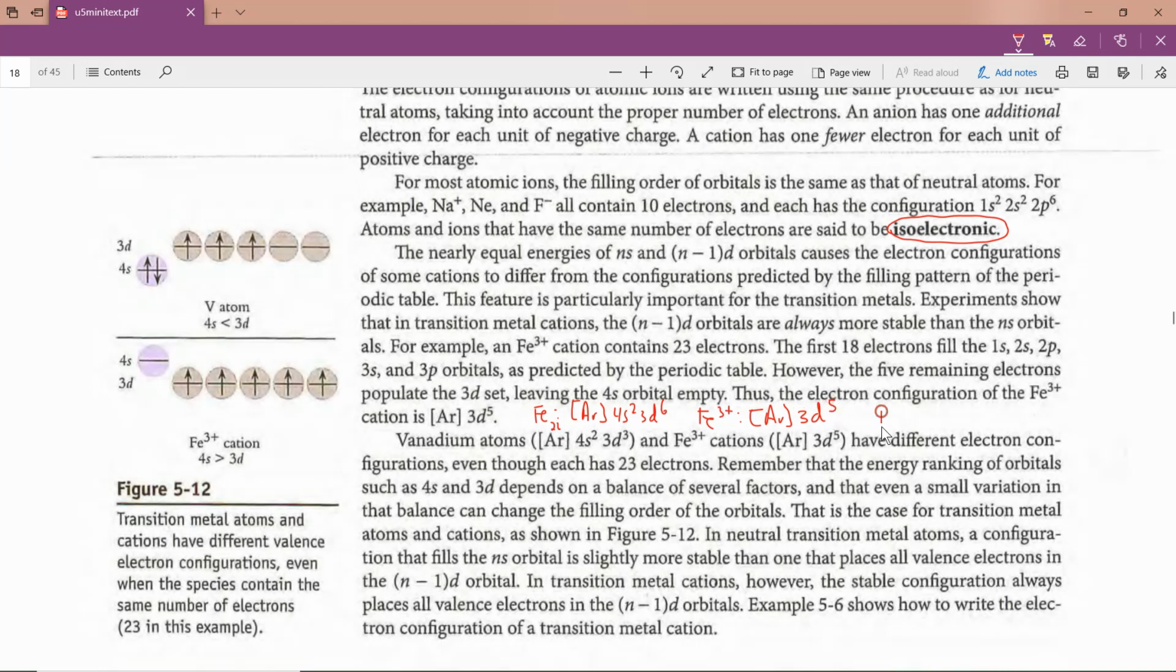If I wanted Fe2+, that would be argon 3d6. Okay? Vanadium is argon 4s2 3d2, and Fe3+ cations have different electron configurations, even though they each have 23 electrons. Okay, well that's fine.